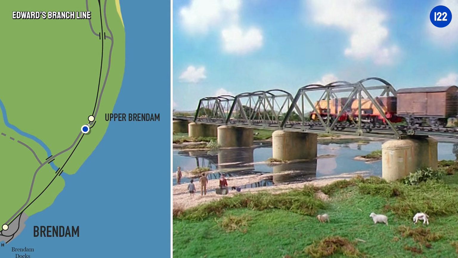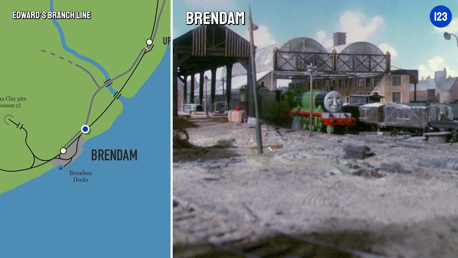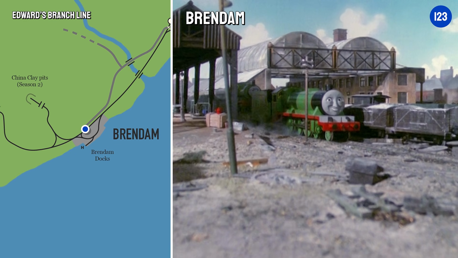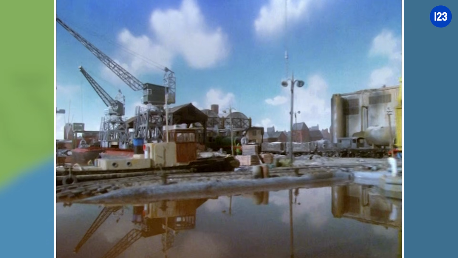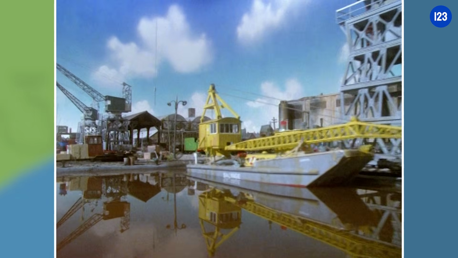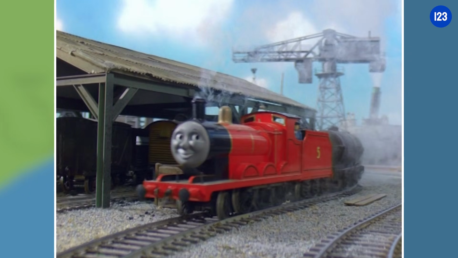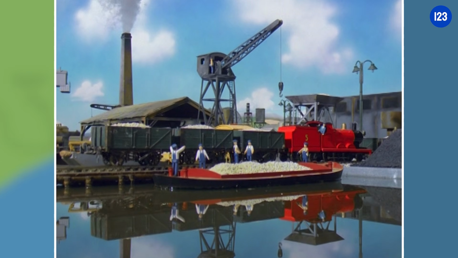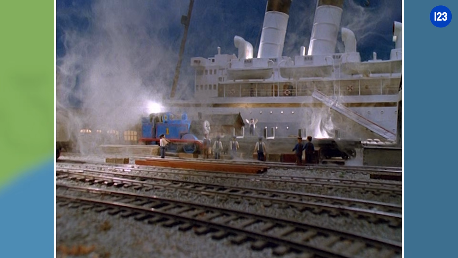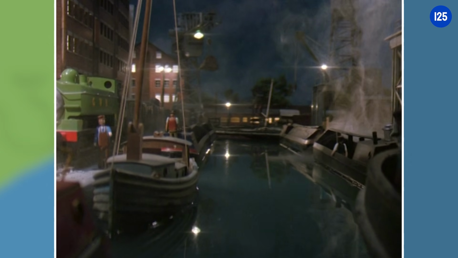After Upper Brendam, the line crosses over the river via this 3-sectioned girdered bridge and approaches Brendam. Brendam Station is in the harbor towards the rear, as you can see here. Brendam Docks itself is huge, one of the biggest ports on the island next to Knapford. There are many different sets that make up Brendam, including the big main one from seasons 2 and 3, this area where the big ships are unloaded, these sidings looking out to the sea, and this series of canals.